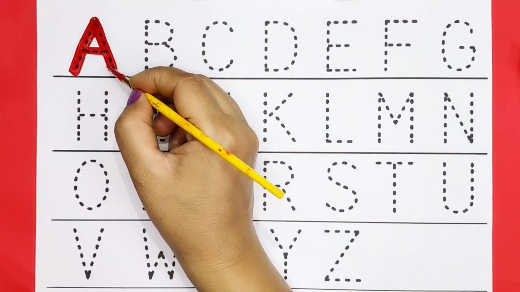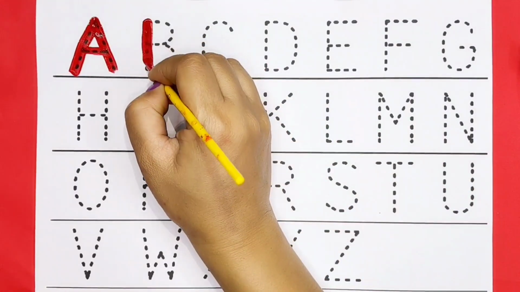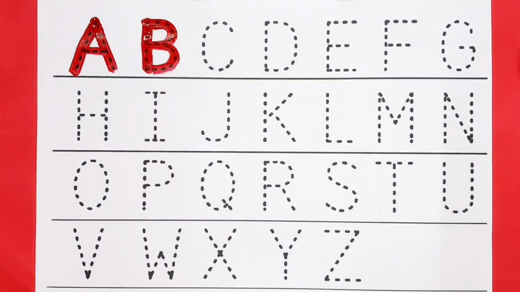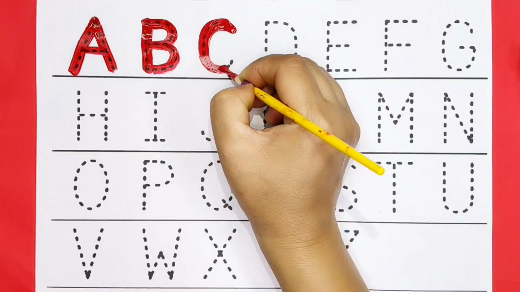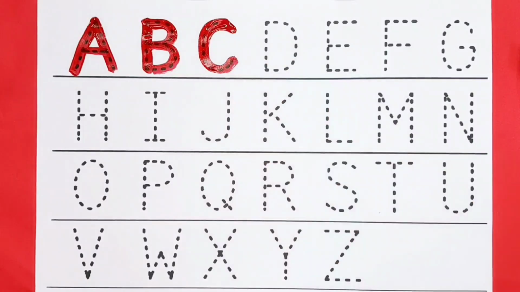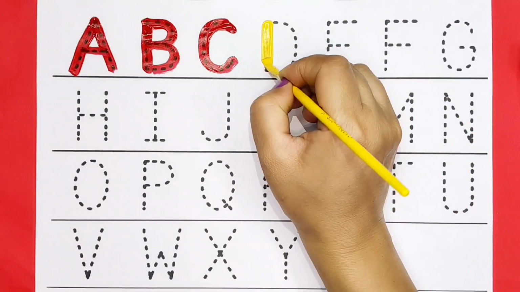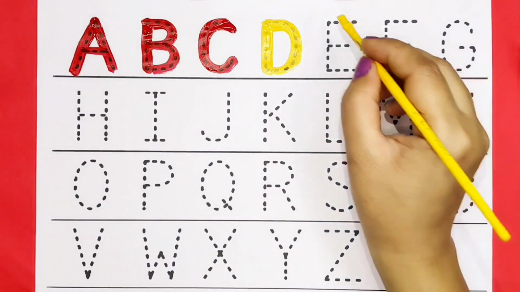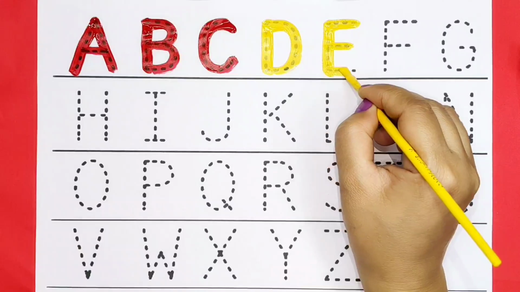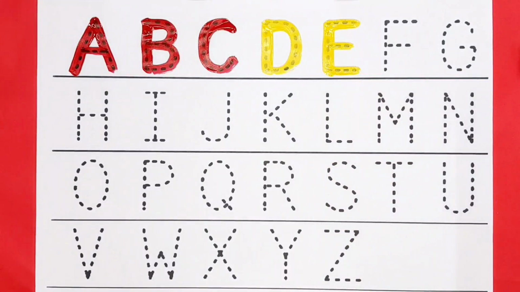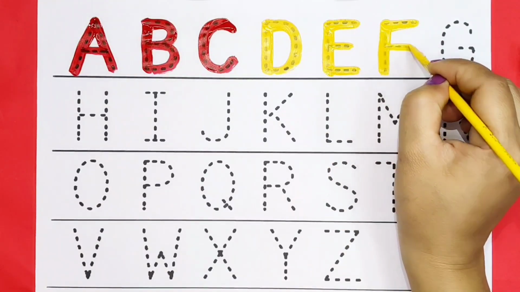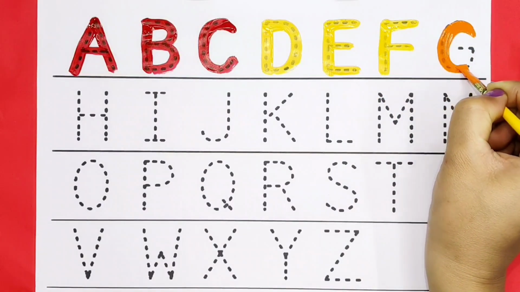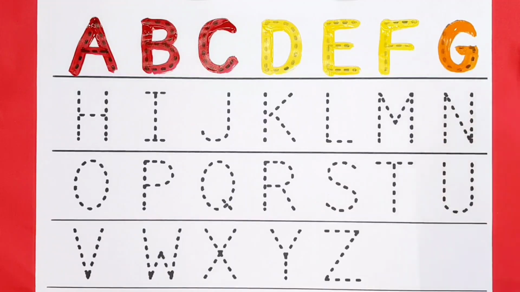A for apple. B for bear. C for candle. Yellow color. D for doctor. E for elephant. F for flower. Orange color. G. G for grapes.